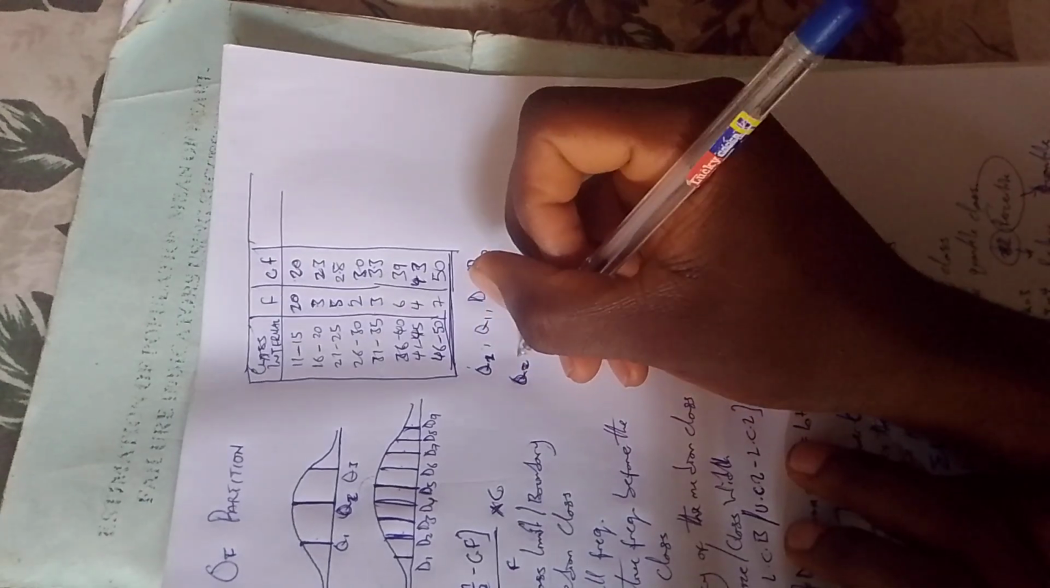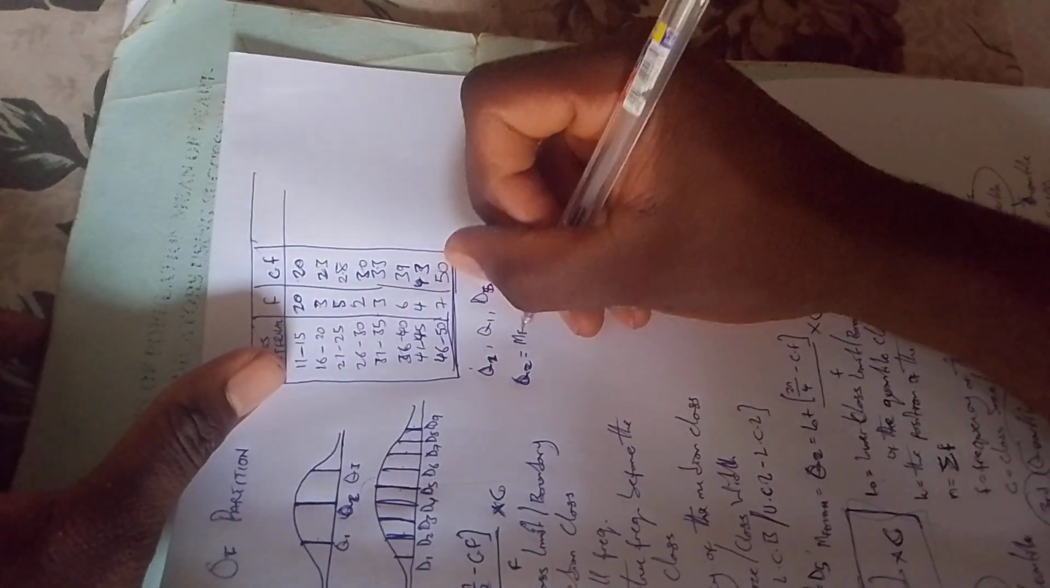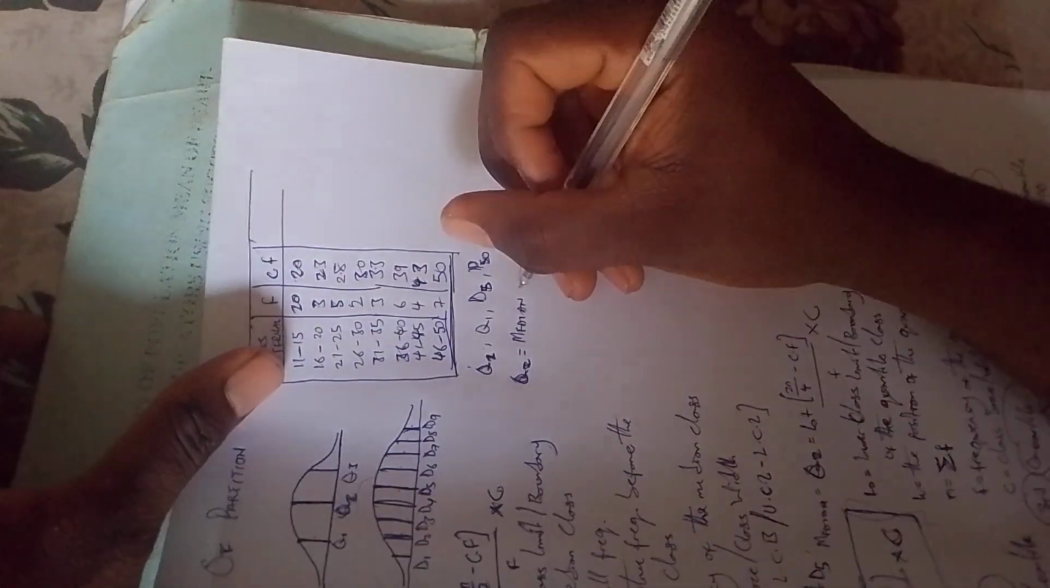Okay? Now, I've gotten my cumulative frequency. So, I want to get my Q2. The first thing to do, you know that your Q2, I've told you that your Q2 is what? Median.